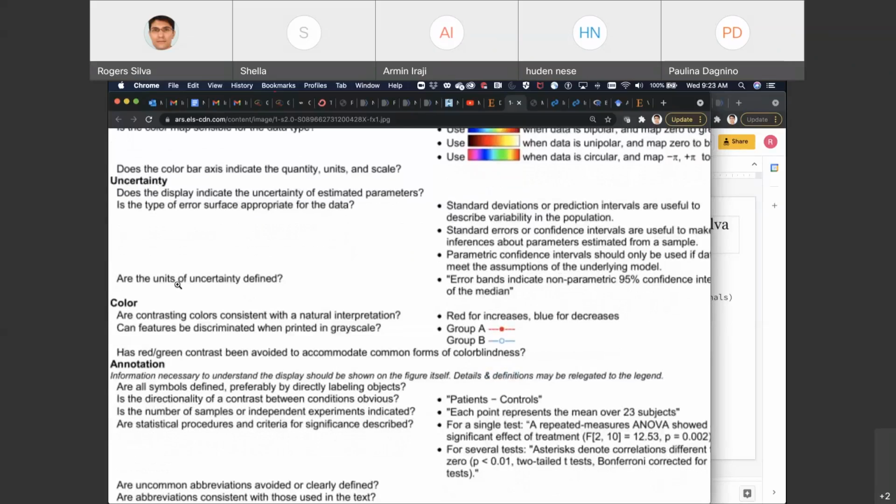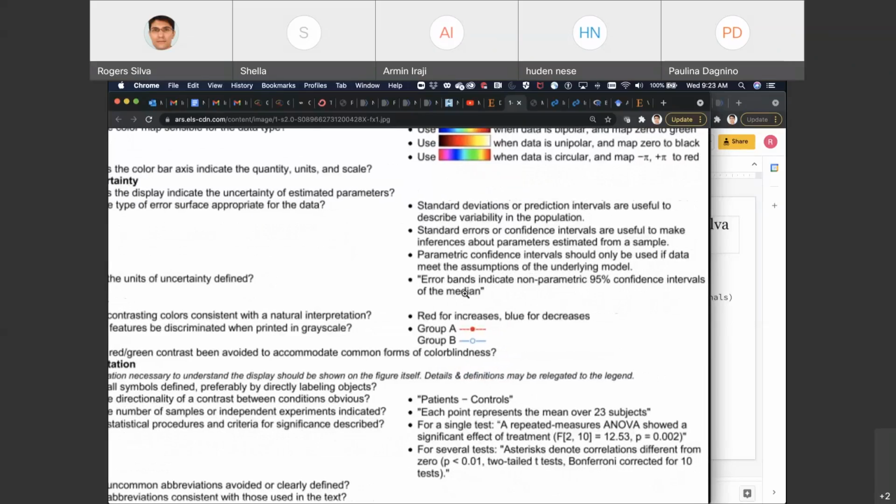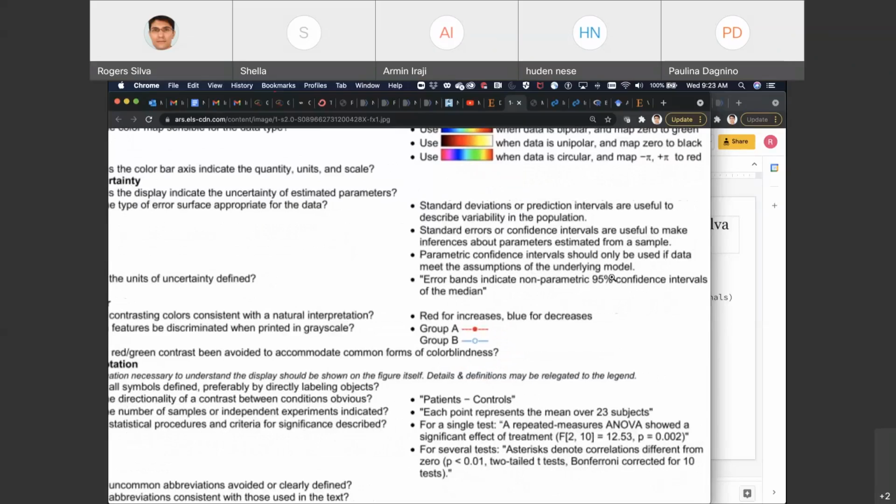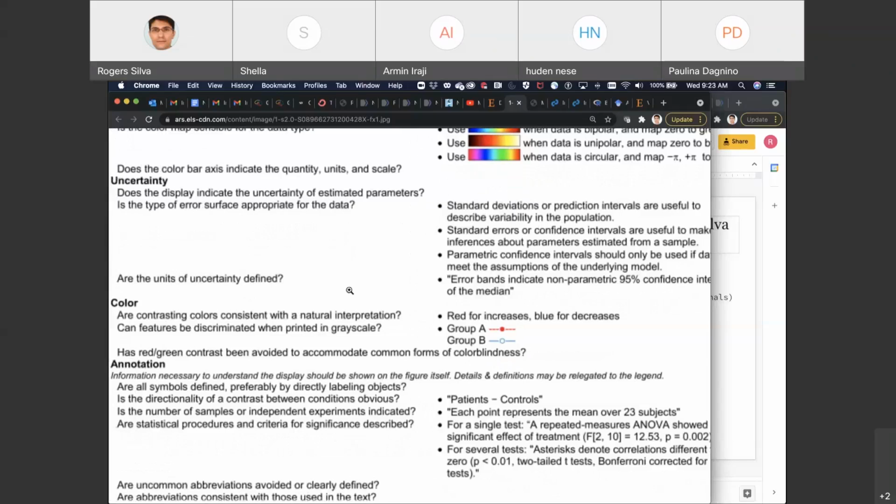And here, the last point: are the units of uncertainty defined? And this is to say, if you're using error bands in your plots, then what is the meaning of that band? What is it representing? Is it a 90%, 95% confidence interval, or something else? Is it with respect to the median or with respect to the mean? And so on.